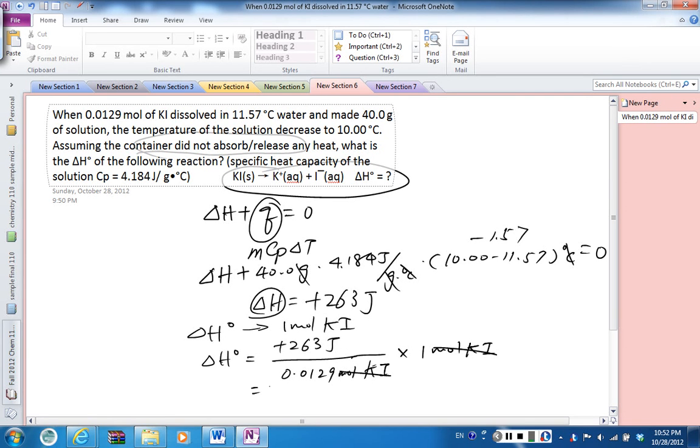Now, we look at the answer choices. Everybody has kilojoule unit, so whatever you get, you would turn them into kilojoules. So you get 2.04 times 10 to the 4th joules, positive sign, and that would translate into positive 20.4 kilojoules, and that would be the standard delta H value for the chemical reaction shown. And that's the right answer.